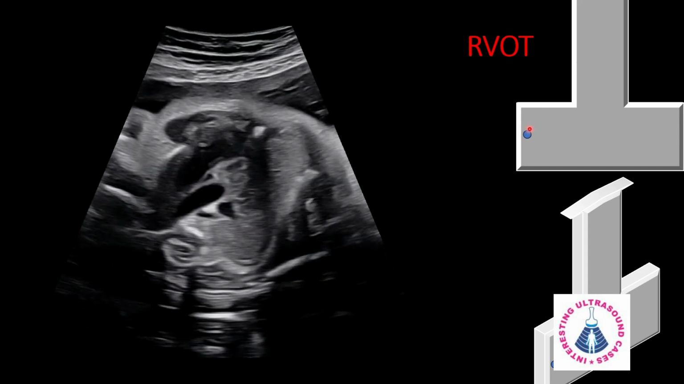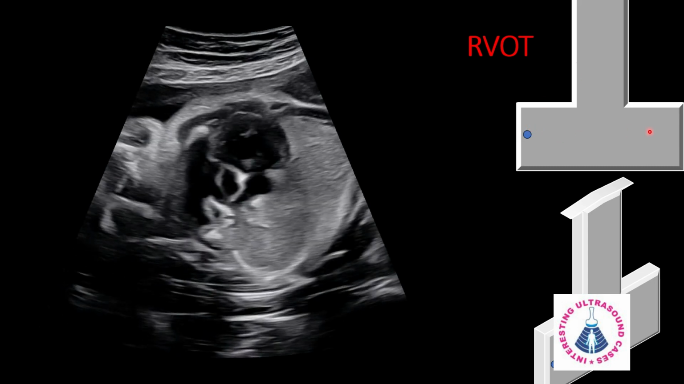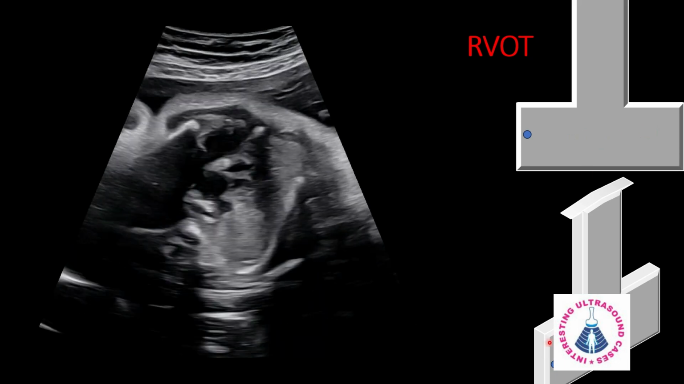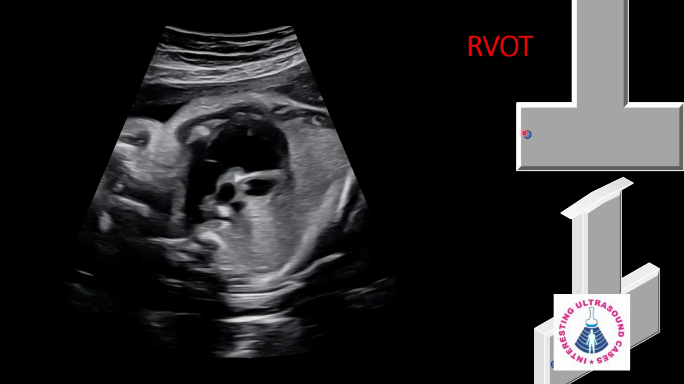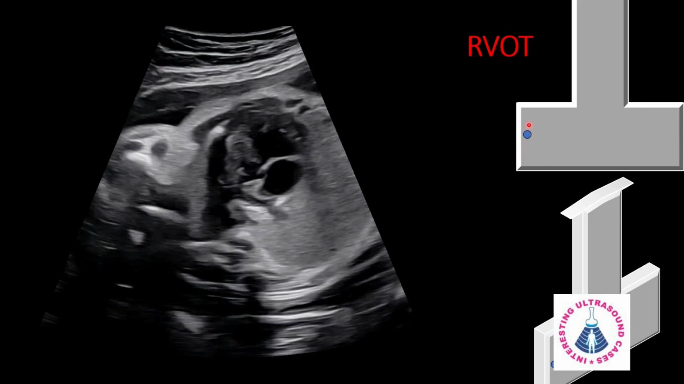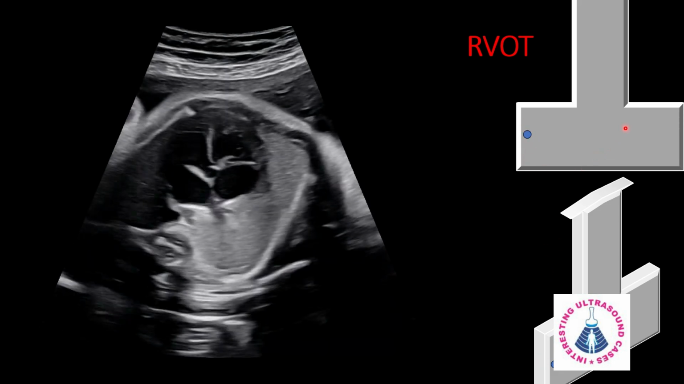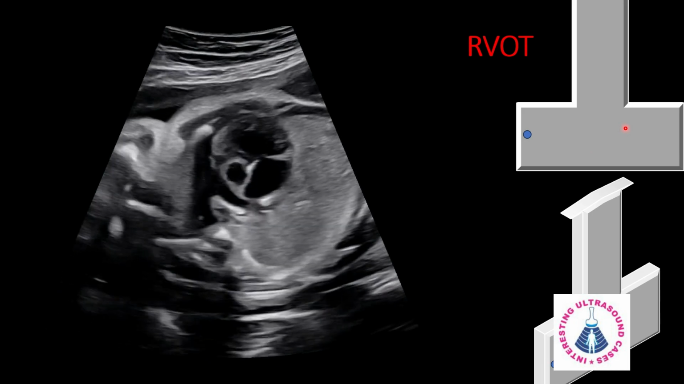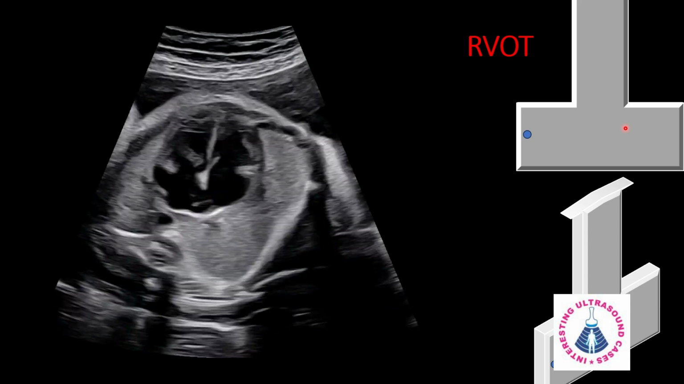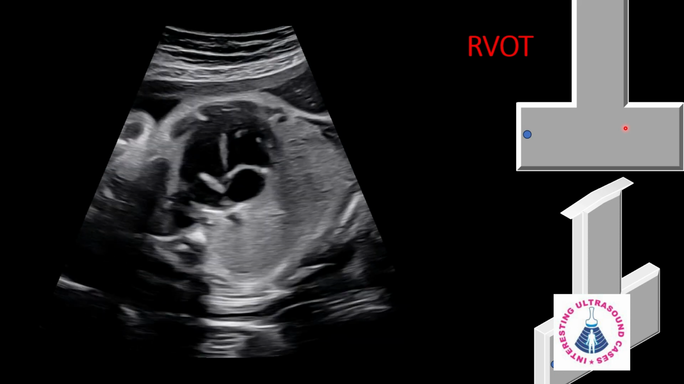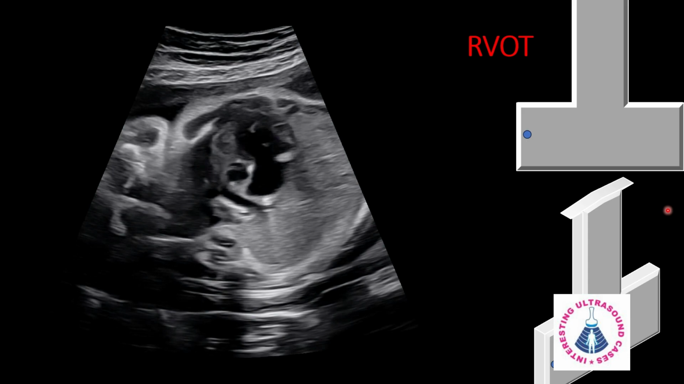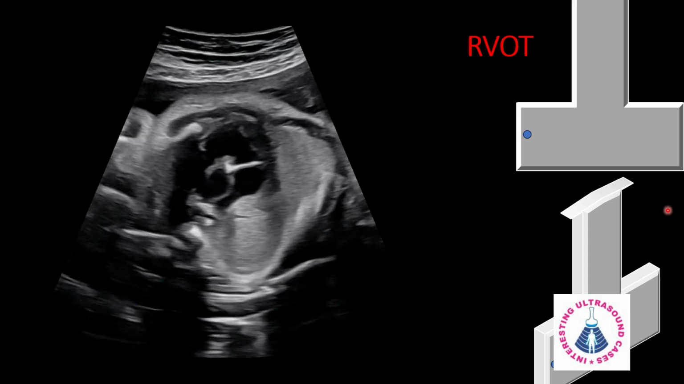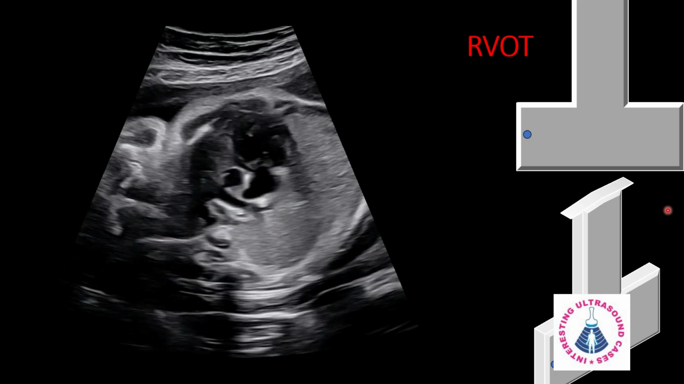RVOT is obtained from the 4-chamber view by rotating the probe 45 degree towards the fetal left shoulder. This end of the probe we have to rotate, that is the indicator side of the probe. Or from the LVOT view, if we turn the probe exactly 90 degree towards the right shoulder, we will get RVOT. We have to turn the probe in the opposite direction from LVOT. We will get RVOT.